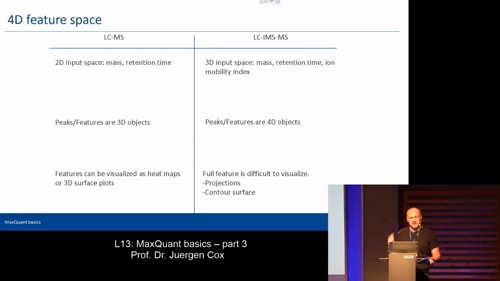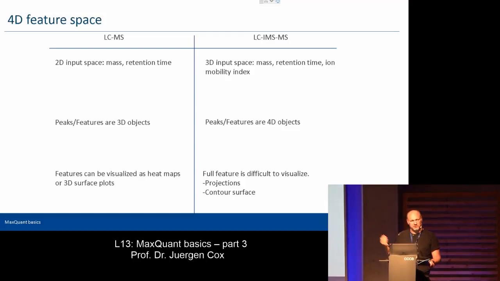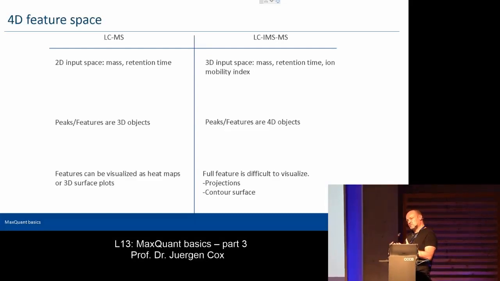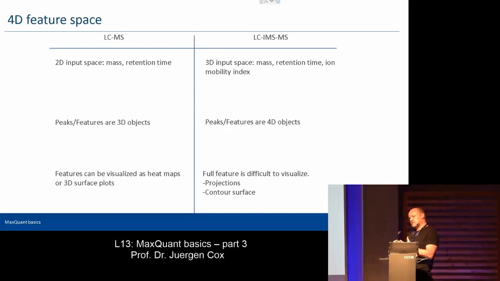So if you analyze this kind of data with MaxQuant and you open it in the viewer, then all the views that you had for LCMS data, you have now also for this data in any projection you want to make, for example, at fixed eigenmobility index. Or one could maybe visualize the contour surface, so the surface that is surrounding the feature in the three-dimensional space of mass, retention time, and eigenmobility, which is also something that is coming soon. So this is not yet in MaxQuant, but that is coming soon.